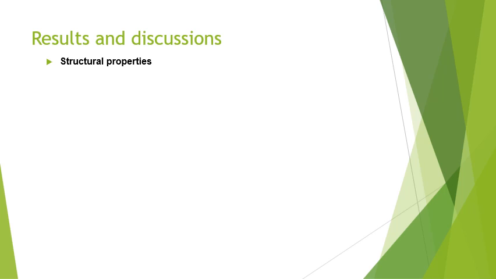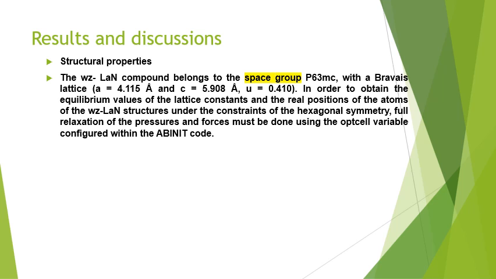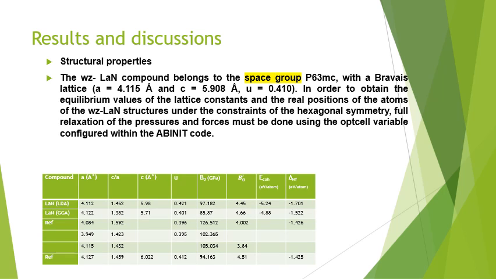Result and discussion. So we start with the structural property of wurtzite lanthanum nitride. So to obtain the equilibrium value of the lattice parameter and the real position of the atom in wurtzite lanthanum nitride, the full relaxation of the pressure and force must be done using the optimization variable configured with the ABINIT code. So in this table we present the calculated parameters A and C and internal parameter, also bulk modulus and pressure derivative. So our calculation is in good agreement with the available calculation results. Also, the bulk modulus and pressure derivative, our LDA result is in good agreement with the calculation method.